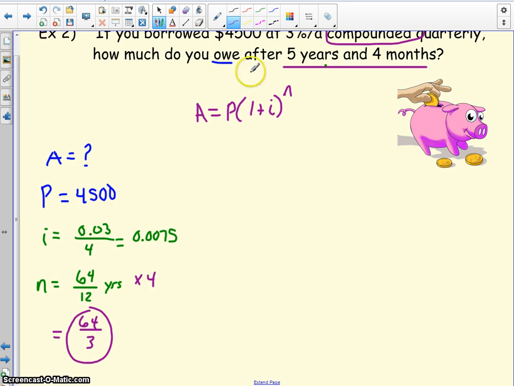Okay, once I have that, it's not actually too bad. I just need to sub everything into my equation. So I have A equals, my principal is 4,500. I have 1 plus 0.0075, all to the exponent of 64 over 3. So try running that through your calculator, see if you can solve for the final amount, and push play when you're ready to see if you've got it.